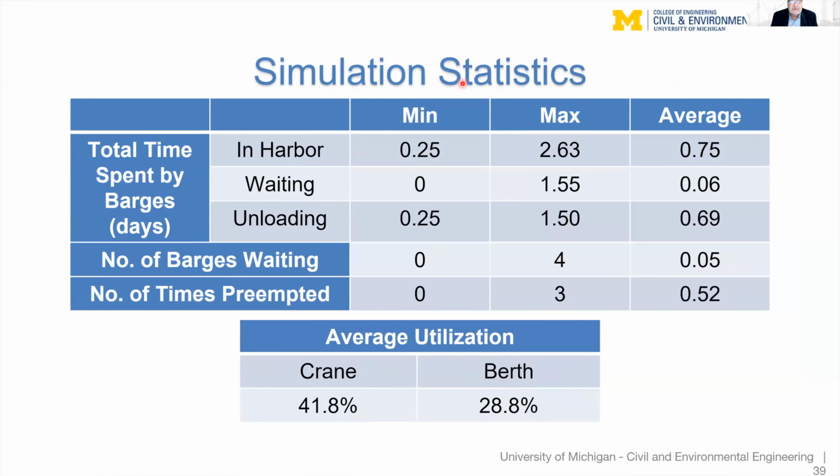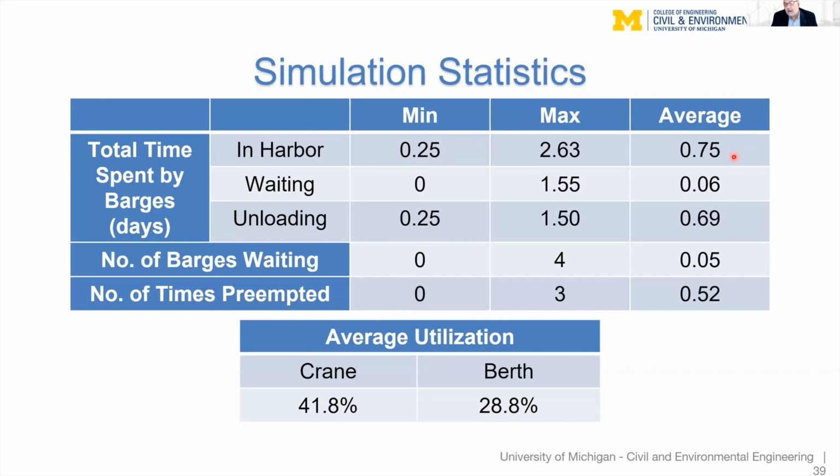Now, here are some simulation statistics. Again, the first line shows the total time spent by barges in harbor, which ranges from a minimum of 0.25, which is half the time it takes for the minimum unload time, which is 0.5. So this was a barge that came, found 2 cranes, had a minimum unload time, and finished in 0.25 days. And the average, as you can see here, is 0.75.